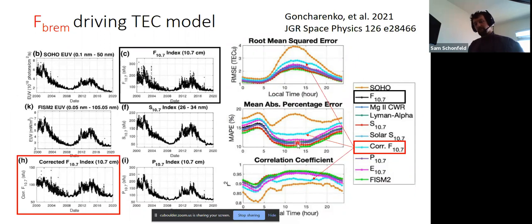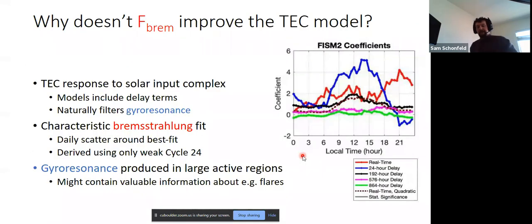So why would this correction to F10.7 cause the models to falter? Well, there's a number of reasons that I can think of. So first off, the TEC response to solar input is quite complex. So I'm going to illustrate that here with a figure from the paper. This is looking at the FISM2 models, which are the models driven with FISM2, which were found to be the most effective. And this is showing different components of FISM2 that were used to drive the model. So in addition to the FISM EUV data generated for the day of interest, they also used 24-hour, 8-day, 24-day, and 36-day delays in these signals, and these same delays were used for all of the different models.